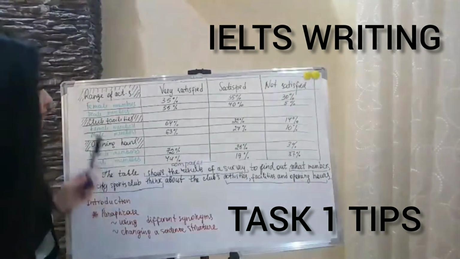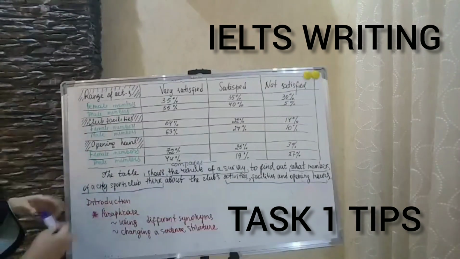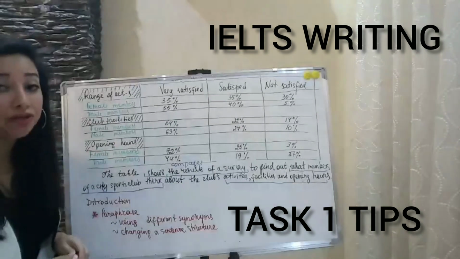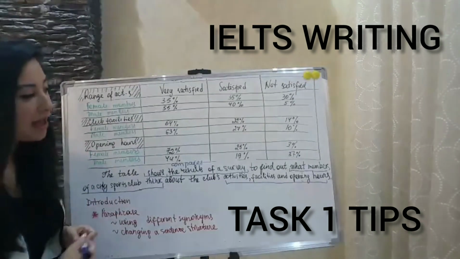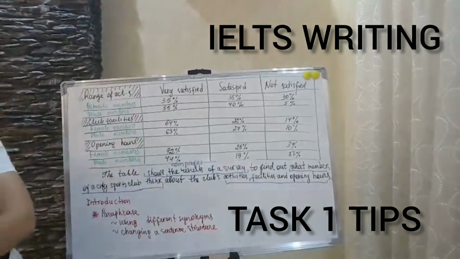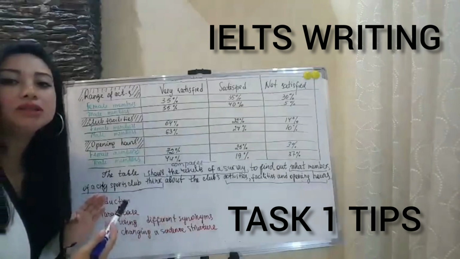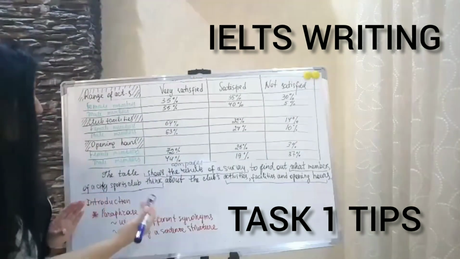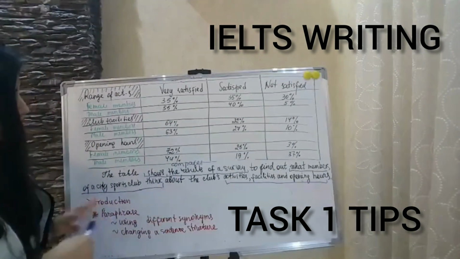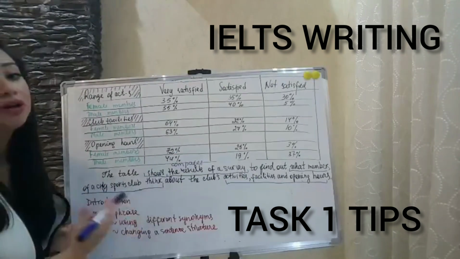So let's get started. As you can see on the board, we have a table, and the task is to summarise the information by selecting and reporting main features and making comparisons where necessary. And as we know, every writing task starts with an introduction part. So here we try to include an introduction, and I just wrote down the main part of the introduction.